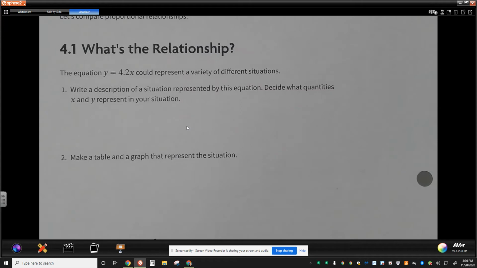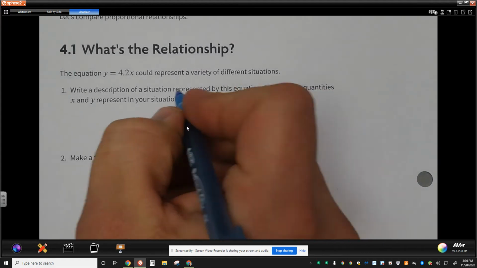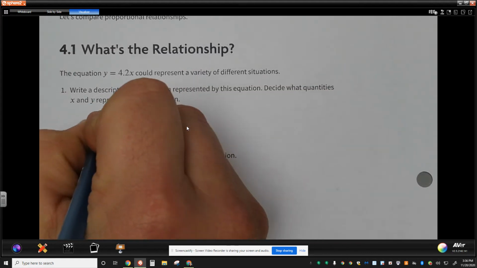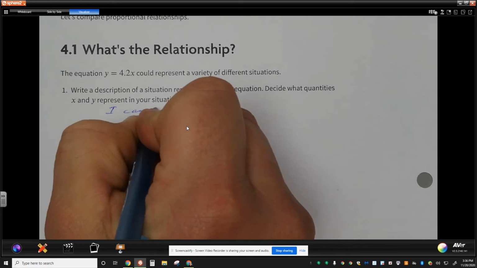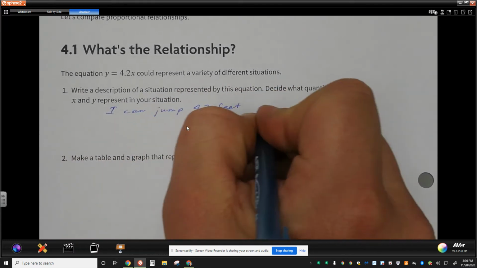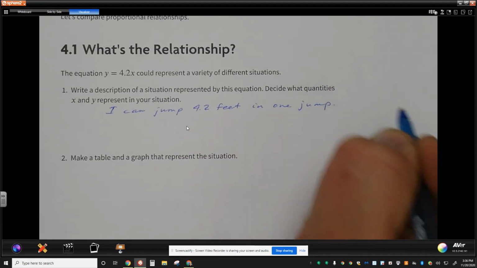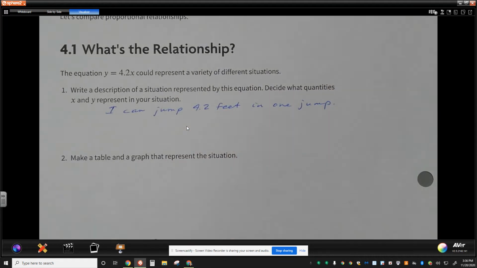I think I want to have something where I am just jumping from place to place. So what I'm going to write with this is, say I can jump 4 2/10 feet in one jump. The question is how long can I sustain that? Well, I don't know, I'm old, but we can see how long it works.